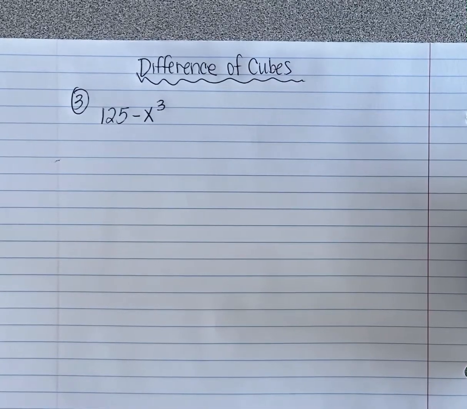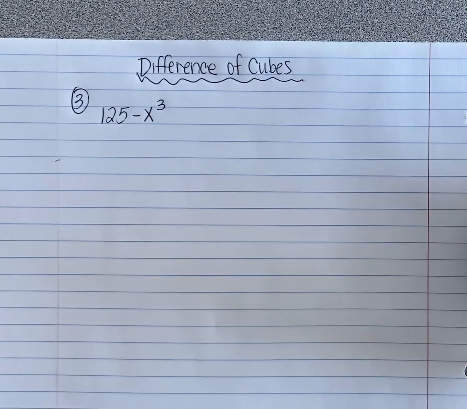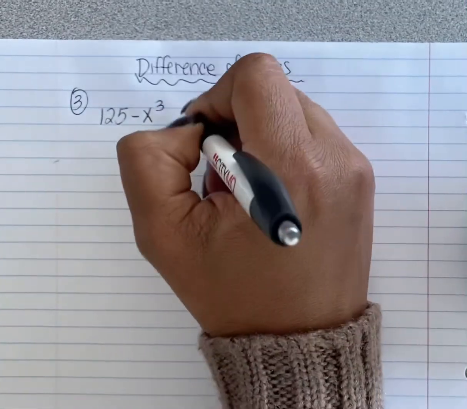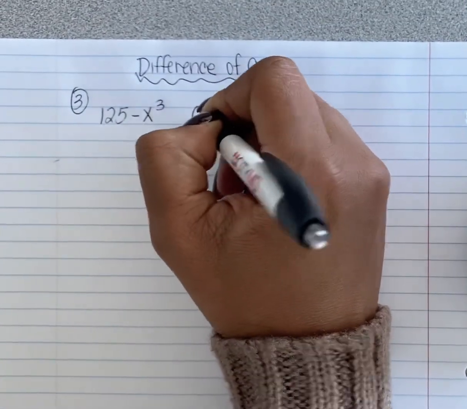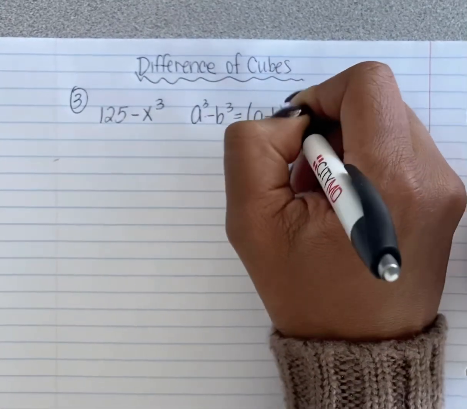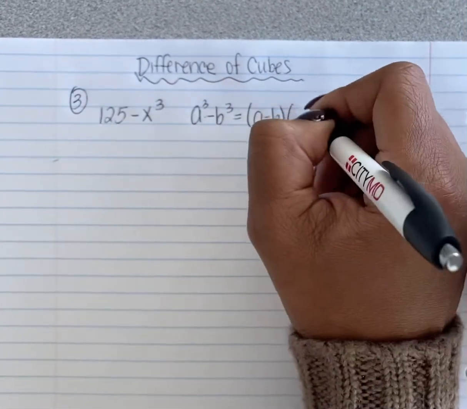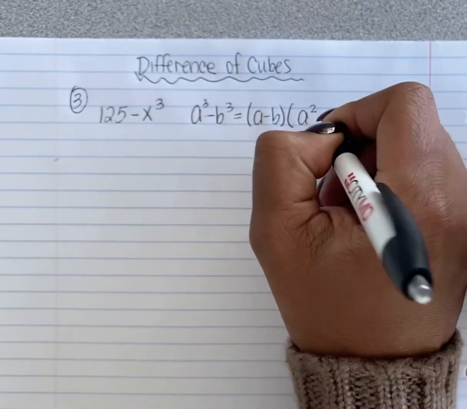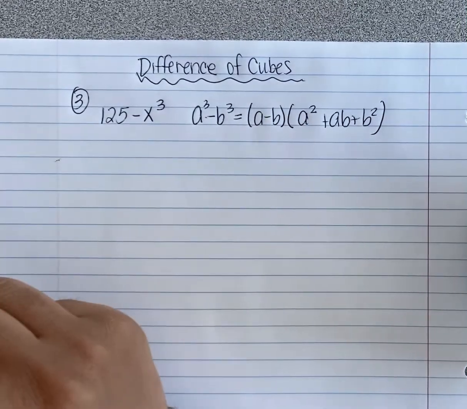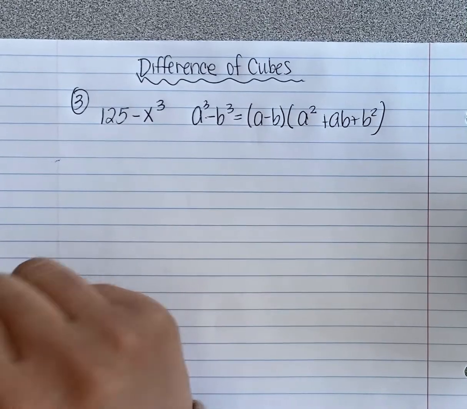Alright, hey everyone, so this video is going to be the difference of cubes, and so this is number 3 on your worksheet. So the equation for difference of cubes is going to be a cubed minus b cubed is a minus b times a squared plus ab plus b squared.